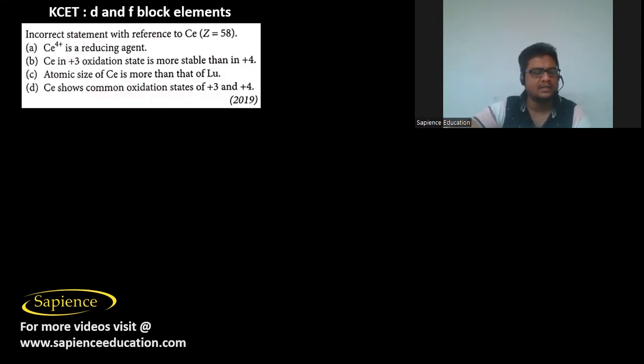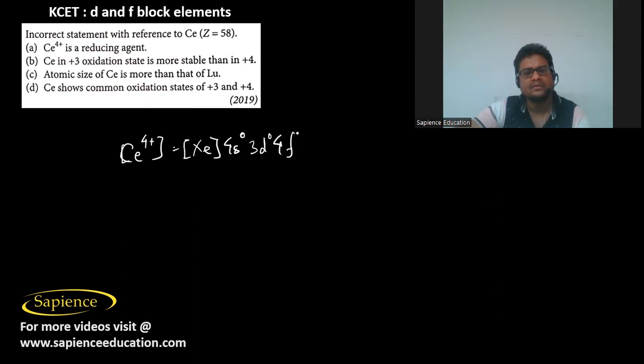Then it is asked, the incorrect statement with reference to Ce, Z equals 58. It means the atomic number of cerium is 58. So the electronic configuration of Ce4+ will be xenon 4s0 3d0 4f0.